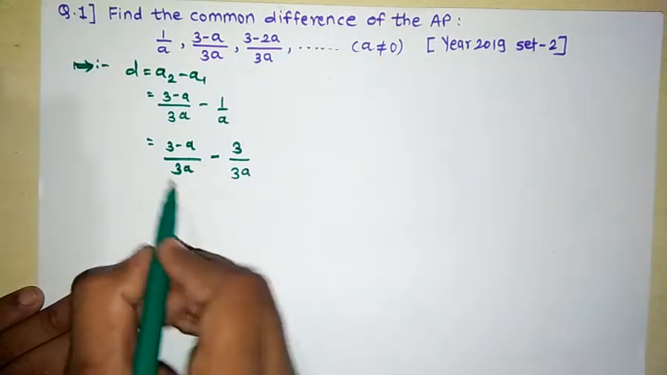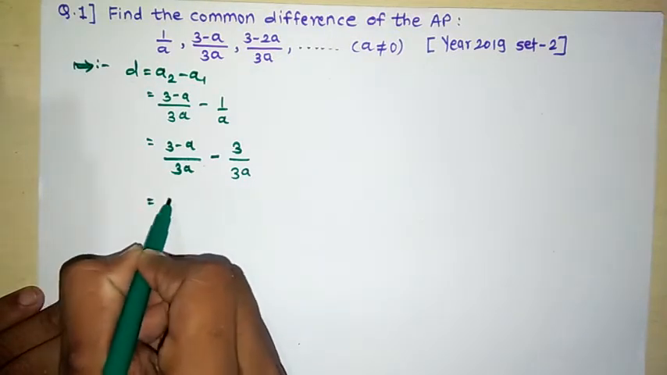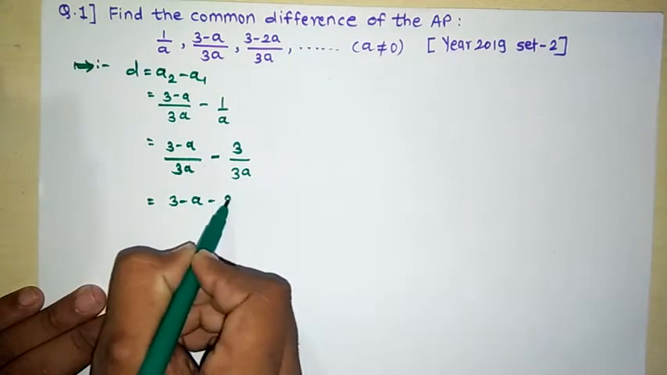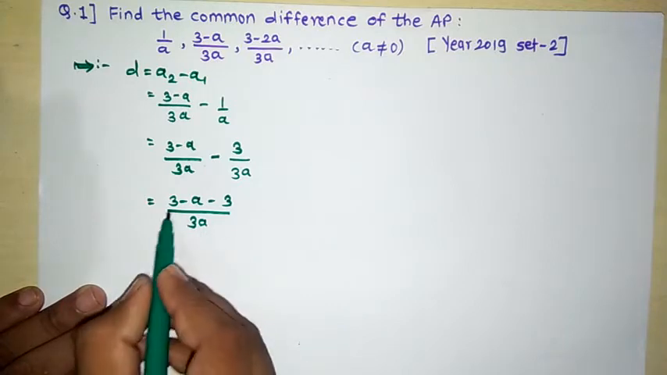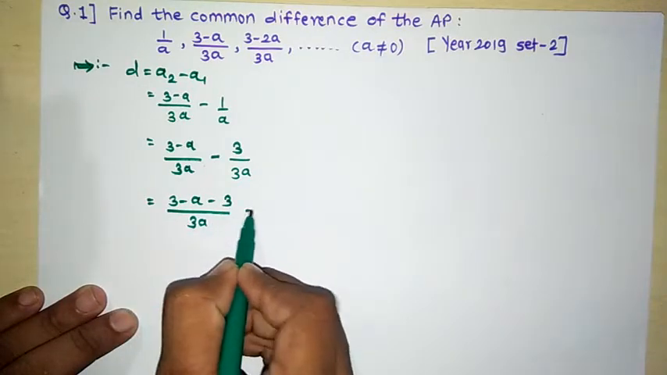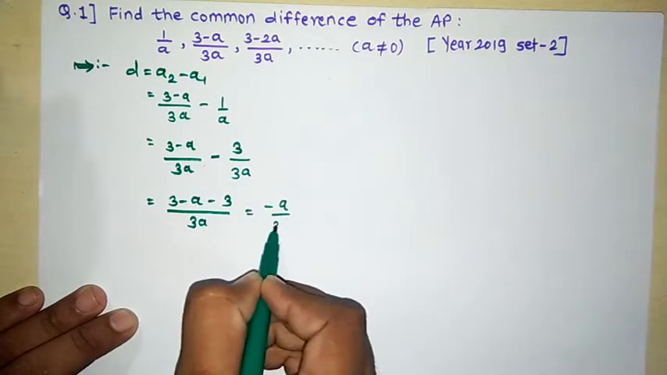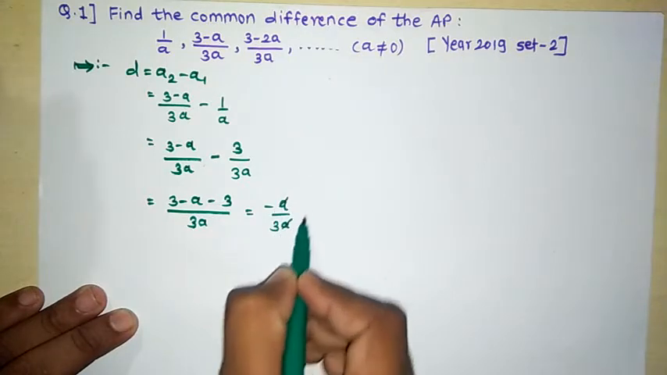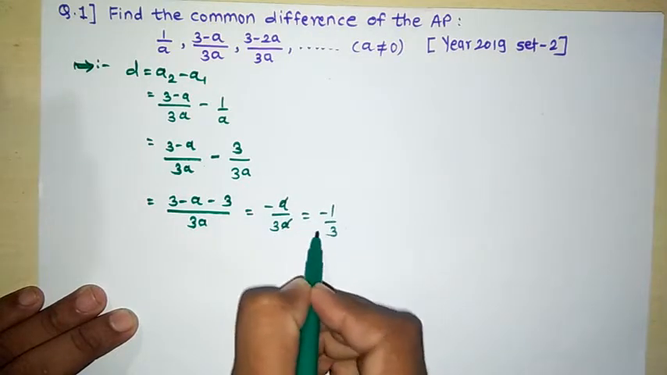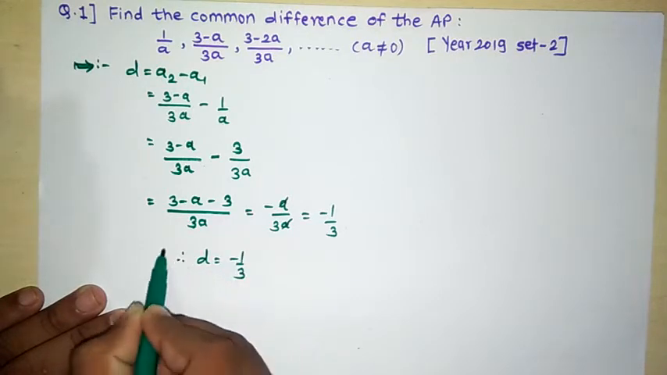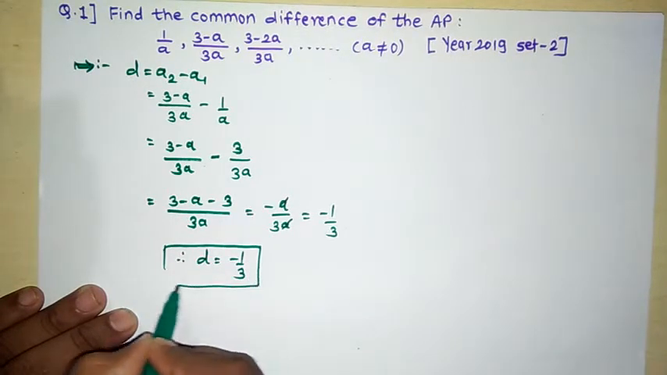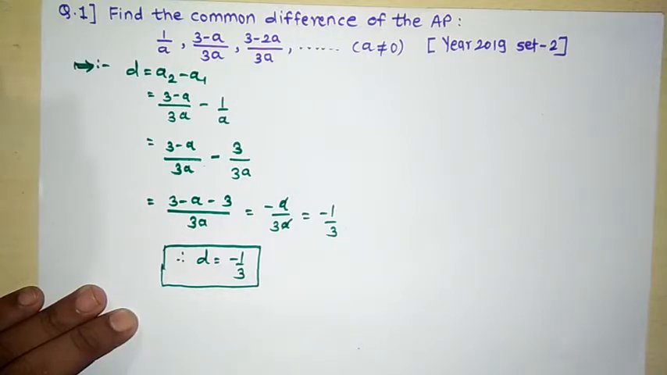Now denominators are the same, we can directly subtract the numerators, that is (3 minus A minus 3) divided by 3A, which is the LCM 3A. 3 minus 3 gets cancelled, which is equal to minus A by 3A. A gets cancelled, which is equal to minus 1 by 3. Therefore D is equal to minus 1 by 3. From this you can say that the common difference is equal to minus 1 by 3.